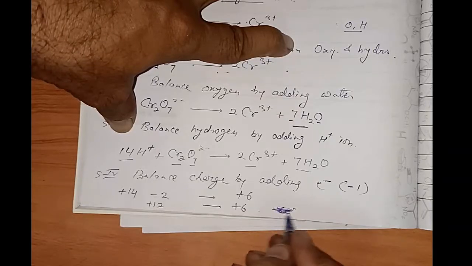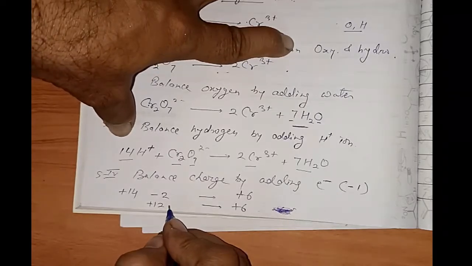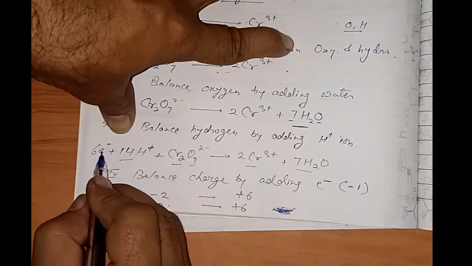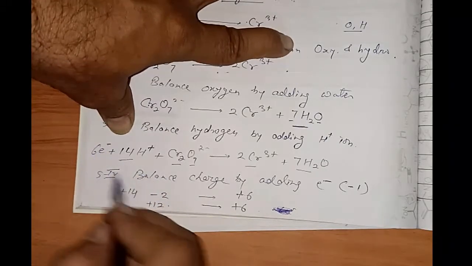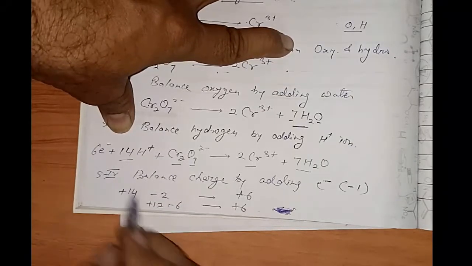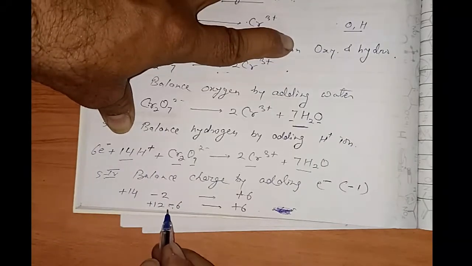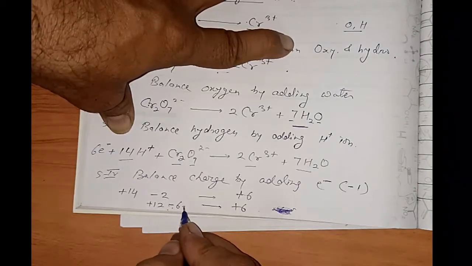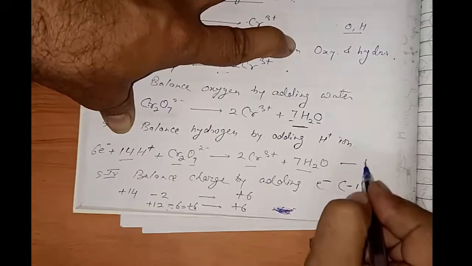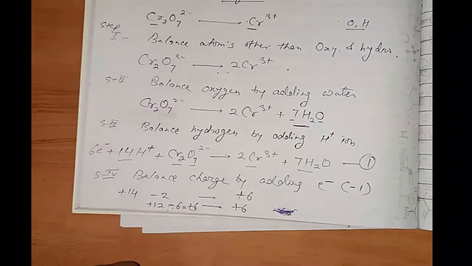So here I cannot write -6. I add 6 electrons on the left side. What will be the charge of these 6 electrons? -6. So here the total charge will be equal to plus 6. Now charge is balanced. So this is our equation number 1. Is it clear?